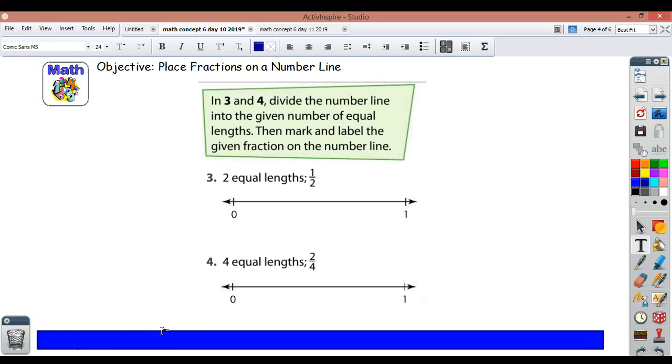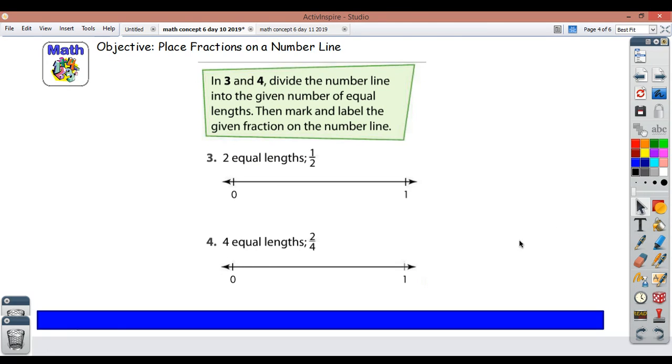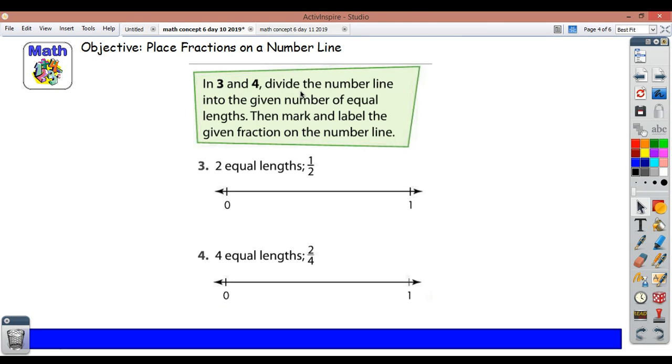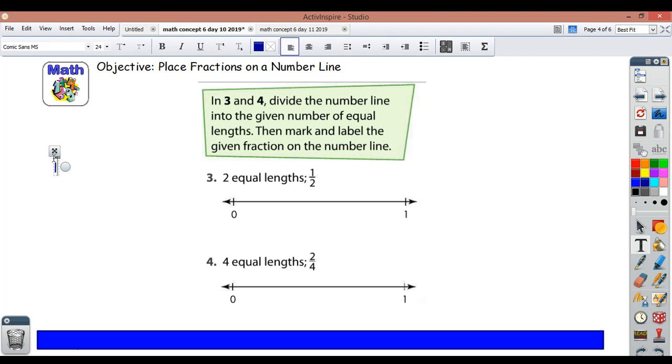All right. Here we go. Let's see. In 3 and 4, there's 3, there's 4. Divide, so I'm going to break apart this number line into equal parts, equal lengths. It's another word for parts right there. Lengths are parts. Then mark and label the given fraction on the number line. Okay, so equal lengths, how many of them? 2 equal lengths, equal parts.